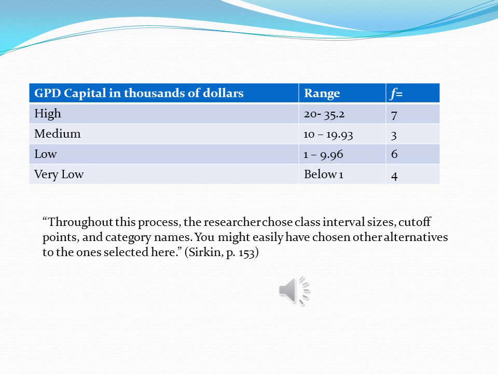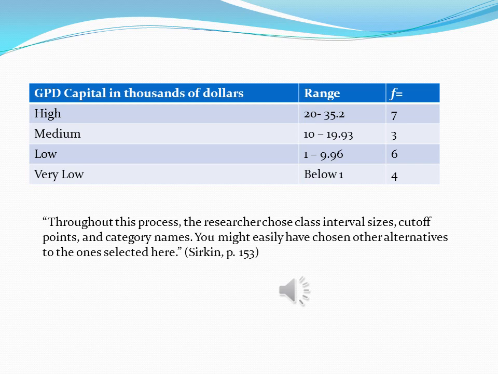The GDP capital, we're reading columns from left to right, the GDP capital in thousands of dollars: high, medium, low, very low. Remember, they condensed the high and the very high to just be high. Now the range for this, the column to the right, for the high is 20 to 35.2, for medium 10 to 19.93, and for low 1 to 9.96, and the very low is below 1, that's below 1,000. And the frequency for the high is 7, for the medium is 3, for the low is 6, and for the very low is 4.